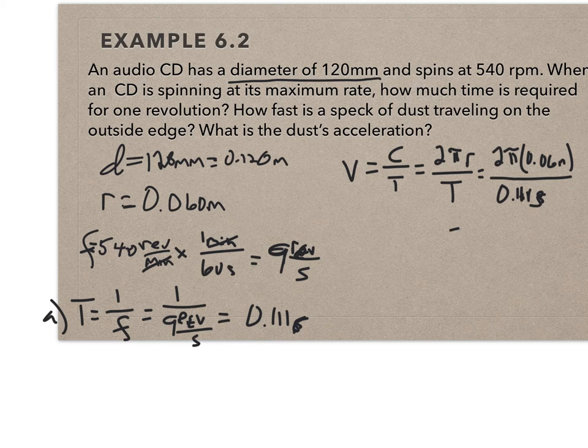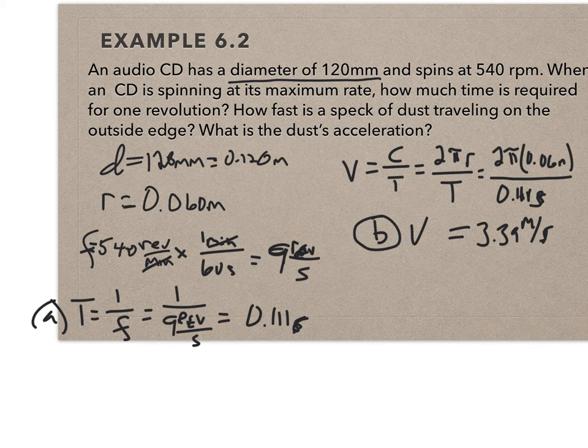So let's find out what this is. 2 times pi times 0.06, all divided by 0.111 seconds. And I get roughly 3.39 meters per second. So 3.39 or so meters per second. And that is the speed of a speck of dust at the end.